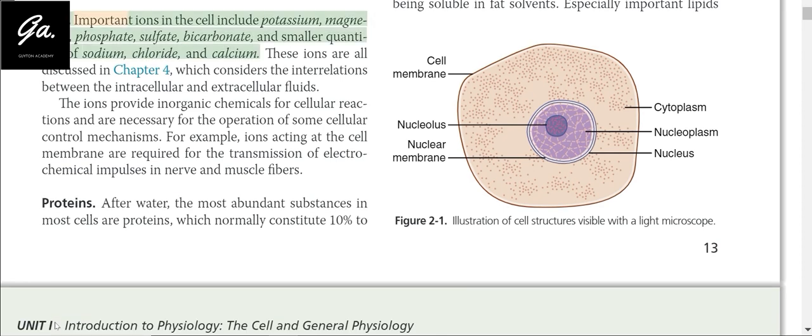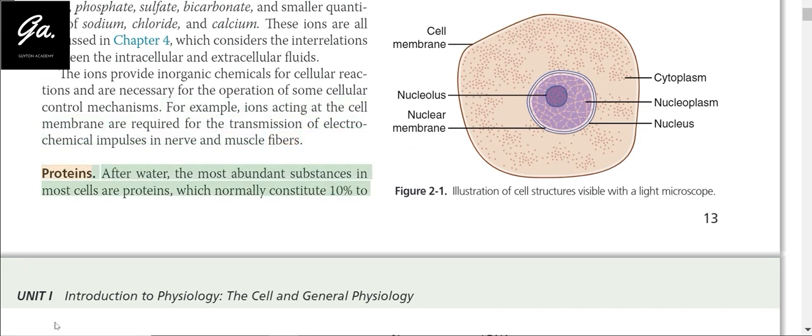Ions. Important ions in the cell include potassium, magnesium, phosphate, sulfate, bicarbonate, and smaller quantities of sodium, chloride, and calcium. These ions are all discussed in Chapter 4, which considers the interrelations between the intracellular and extracellular fluids. The ions provide inorganic chemicals for cellular reactions and are necessary for the operation of some cellular control mechanisms. For example, ions acting at the cell membrane are required for the transmission of electrochemical impulses in nerve and muscle fibers.